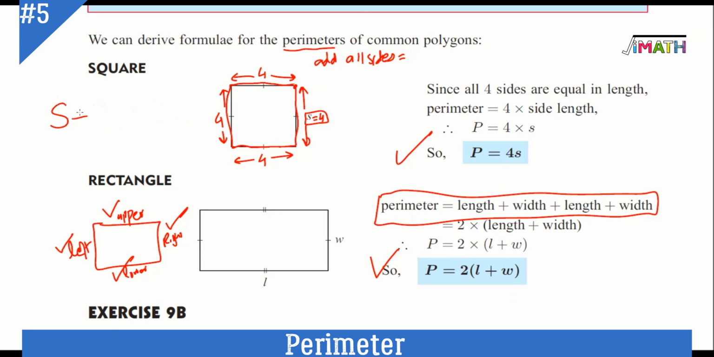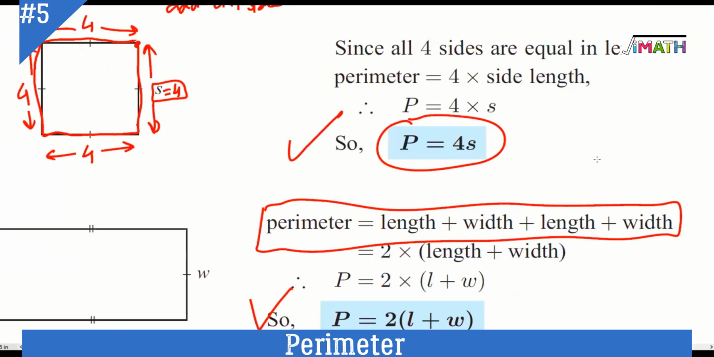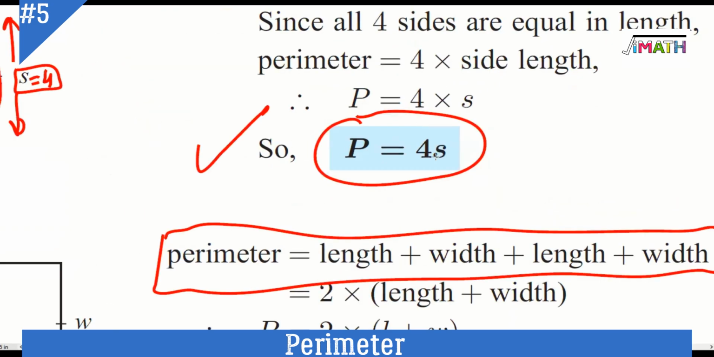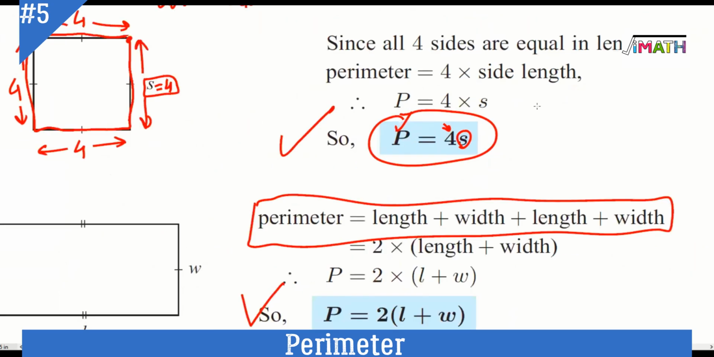So in other words, we can say s plus s plus s plus s. And how many s are there? 4. So we can just say that is 4s. Okay. So to find the perimeter of a square, you just multiply the length of one side by 4, because there are 4 sides, and you would get the perimeter. So the formula for the perimeter of the square is 4 times the one side length.